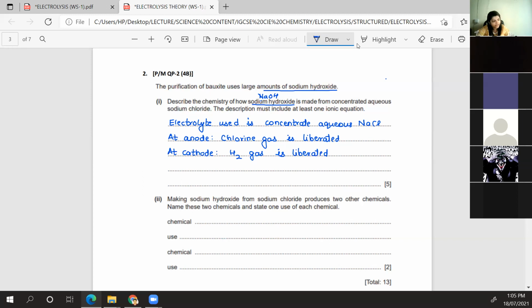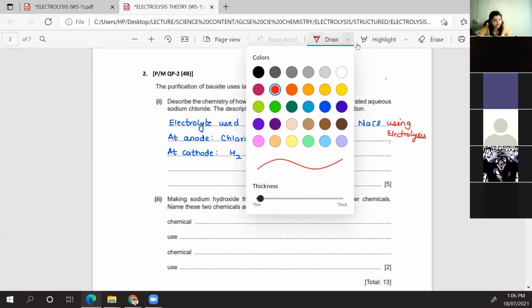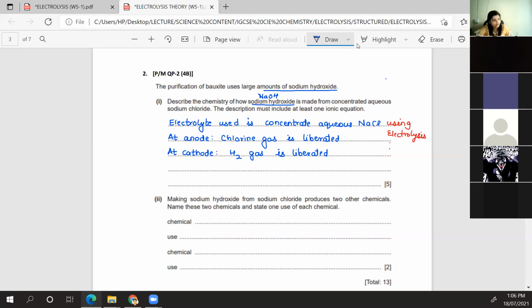Electrolyte used is concentrated aqueous NaCl, and we need to write one more point over here, using electrolysis as a technique. So at anode, at cathode, and then we have to write the solution contains, or we can write the solution is left with Na plus and OH minus ions forming NaOH. And equation, so we can write any anode or cathode equation, whichever is convenient.